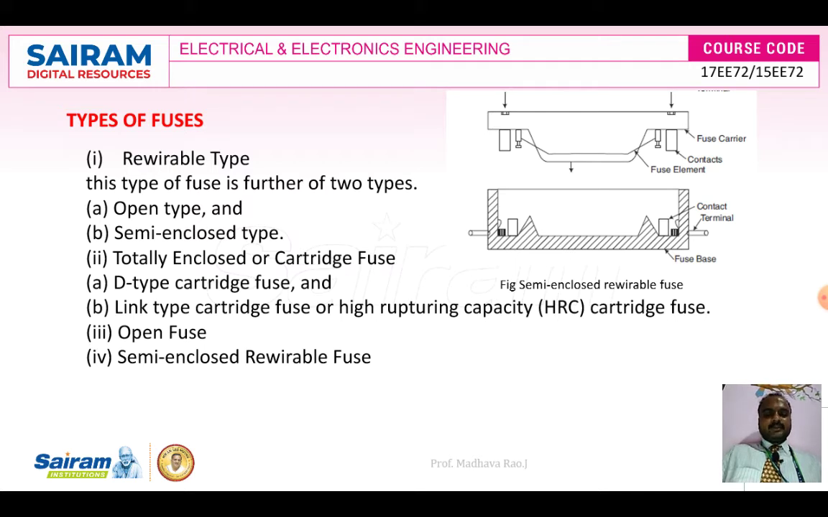Next, the fuses are totally enclosed or cartridge fuse. Again these are two types: one is D type cartridge fuse and the other one is high rupturing capacity HRC cartridge fuse. We can call it a linked type cartridge fuse, and the third one is open fuse, semi-enclosed rewirable fuse. Open type fuse and semi-enclosed type fuses are much cheaper than the other two types of fuses, since the elements are placed open type, and there is no enclosed part inside the fuse carrier.